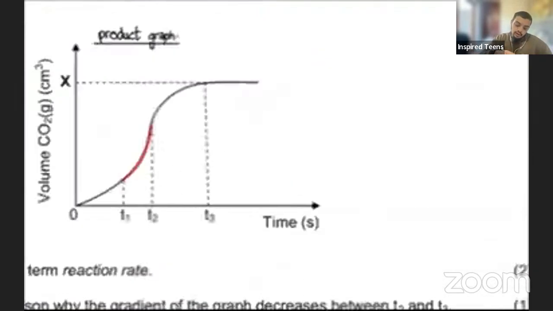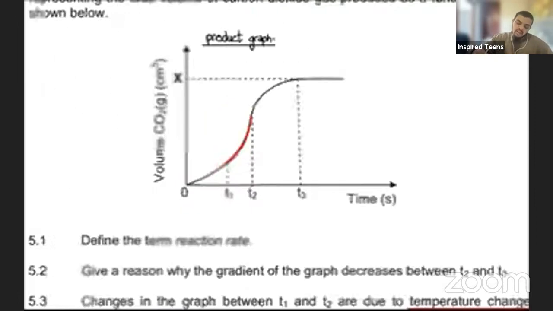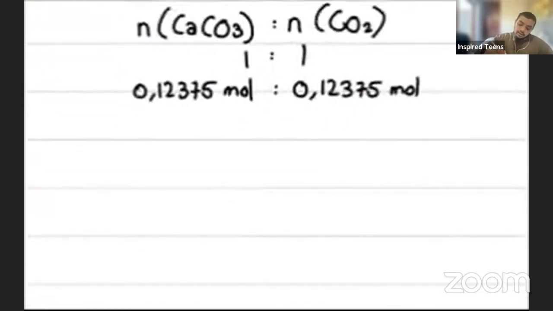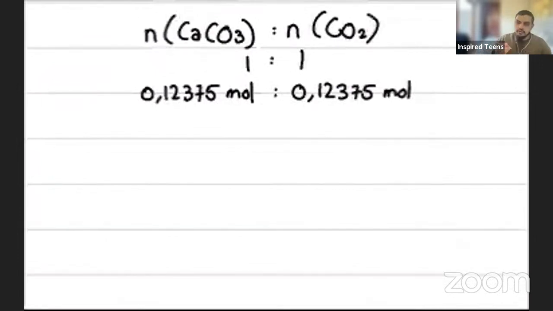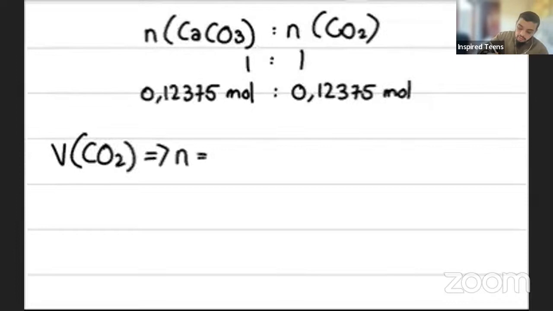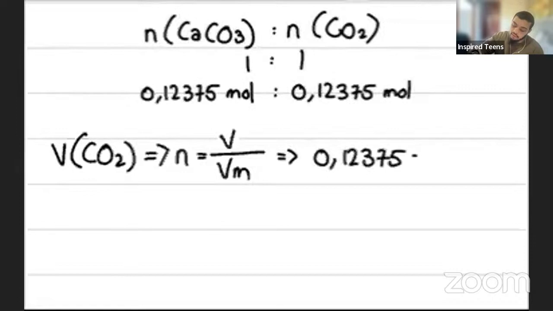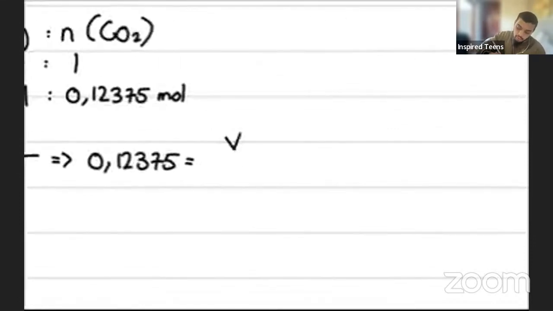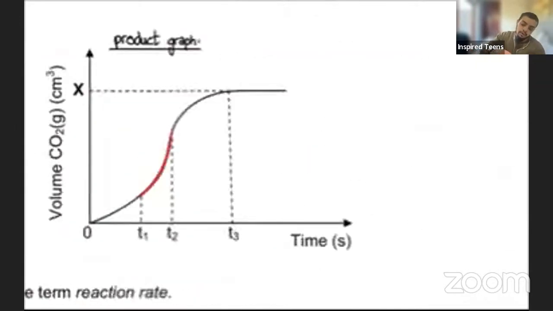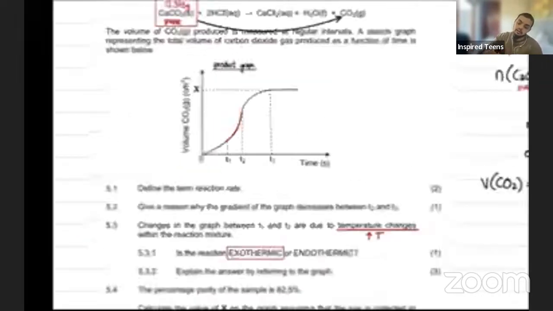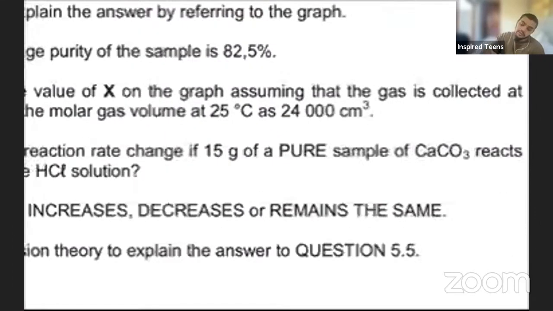Now we can convert this to volume. If we want to get the volume of CO2, we're going to use n is equal to V over Vm, where we have the moles of CO2. So 0.12375 is equal to the volume, which is what we want, divided by the molar volume. By the way, this is in centimeters cubed in the graph, so we'll need to give our answer in centimeters cubed. In the memo, they use centimeters cubed in the equation.